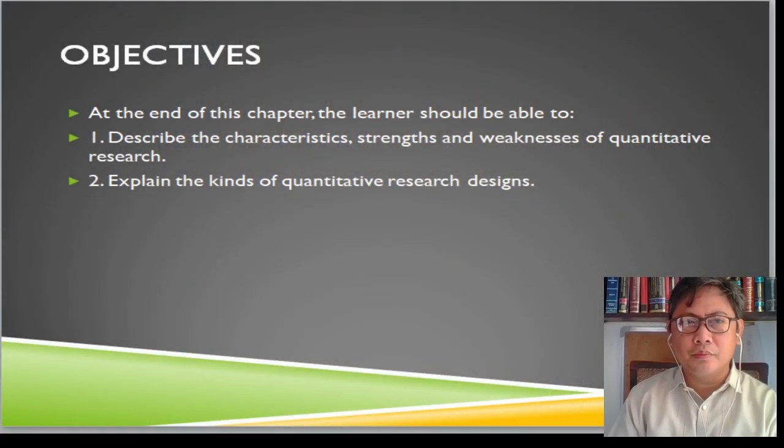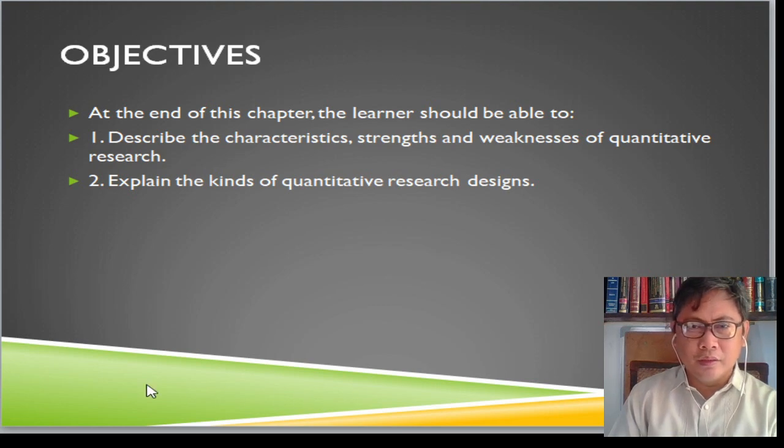Alright, that ends our lesson for today. So let's try to review our objectives. So the first objective is for you to describe the characteristics, strengths, and weaknesses of quantitative research. So we already discussed that in detail and explained the kinds of quantitative research design. So we have met our objectives for this lesson.